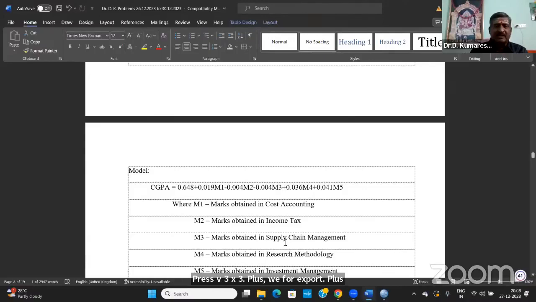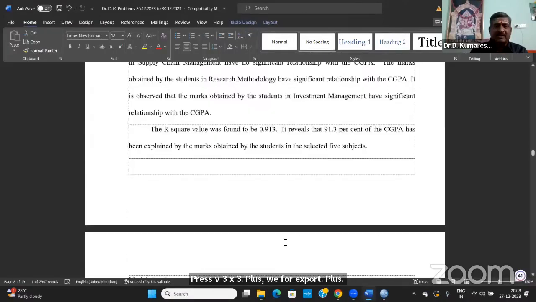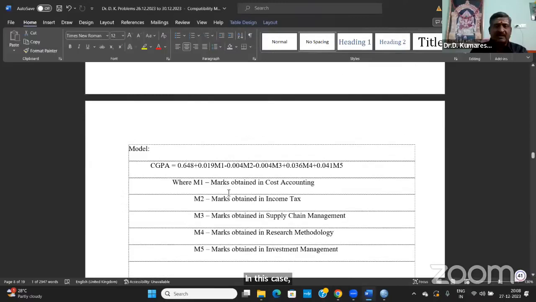In this case, instead of x, M is used because it is marks. So the definition is given. M1 is marks obtained in cost accounting. M2 is marks obtained in income tax. M3 is marks obtained in supply chain management. M4 is marks obtained in research methodology. M5 is marks obtained in investment management.